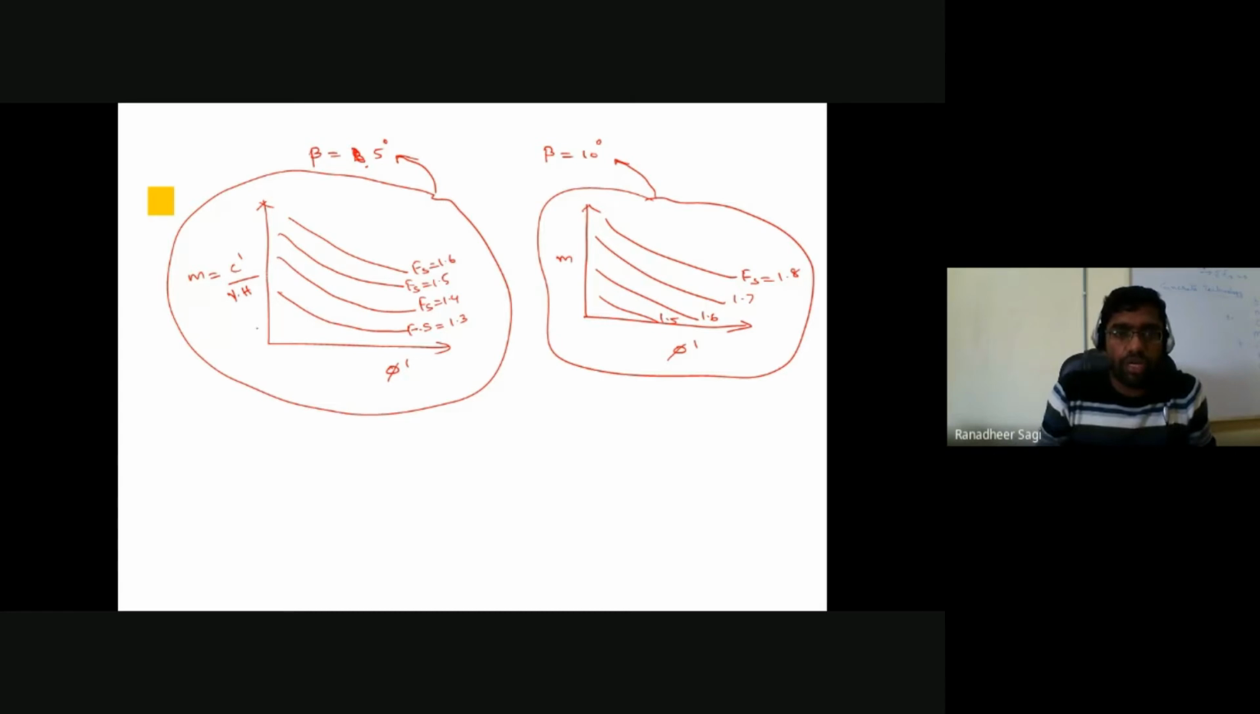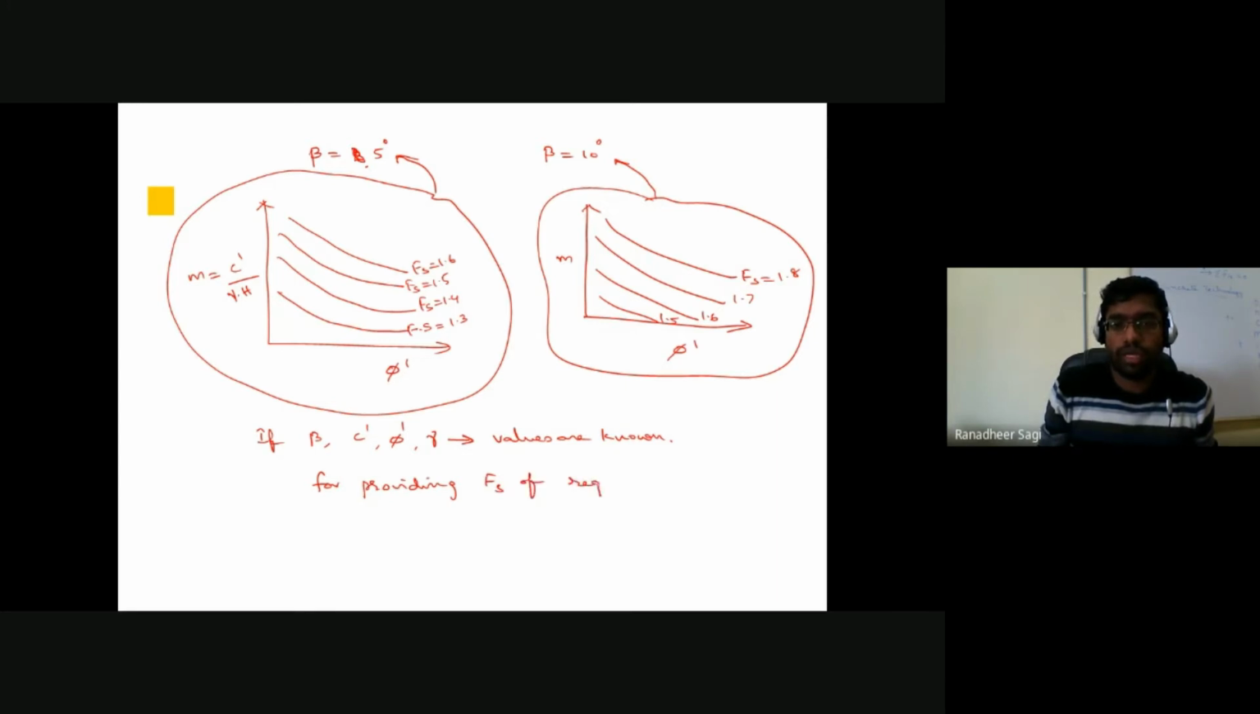So if beta, C dash, phi dash, and gamma values are known, for providing a factor of safety of the required value, what shall be the height of the finite slope that can be constructed? So that is what I can understand from this particular standard chart.